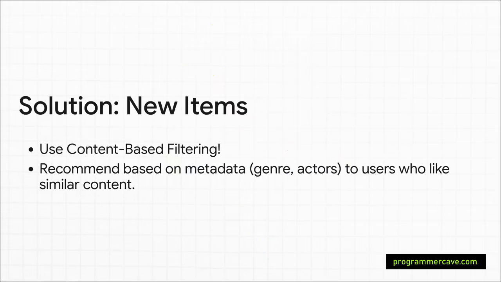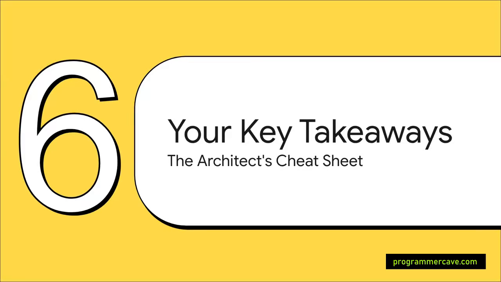And this is exactly why we need both algorithms in our toolbox. For a brand new item, we lean on content-based filtering. Sure, we don't have any user data for it yet, but we have its metadata. We know the genre, the actors, the director, and that's all our system needs to start showing it to the right people. Problem solved.